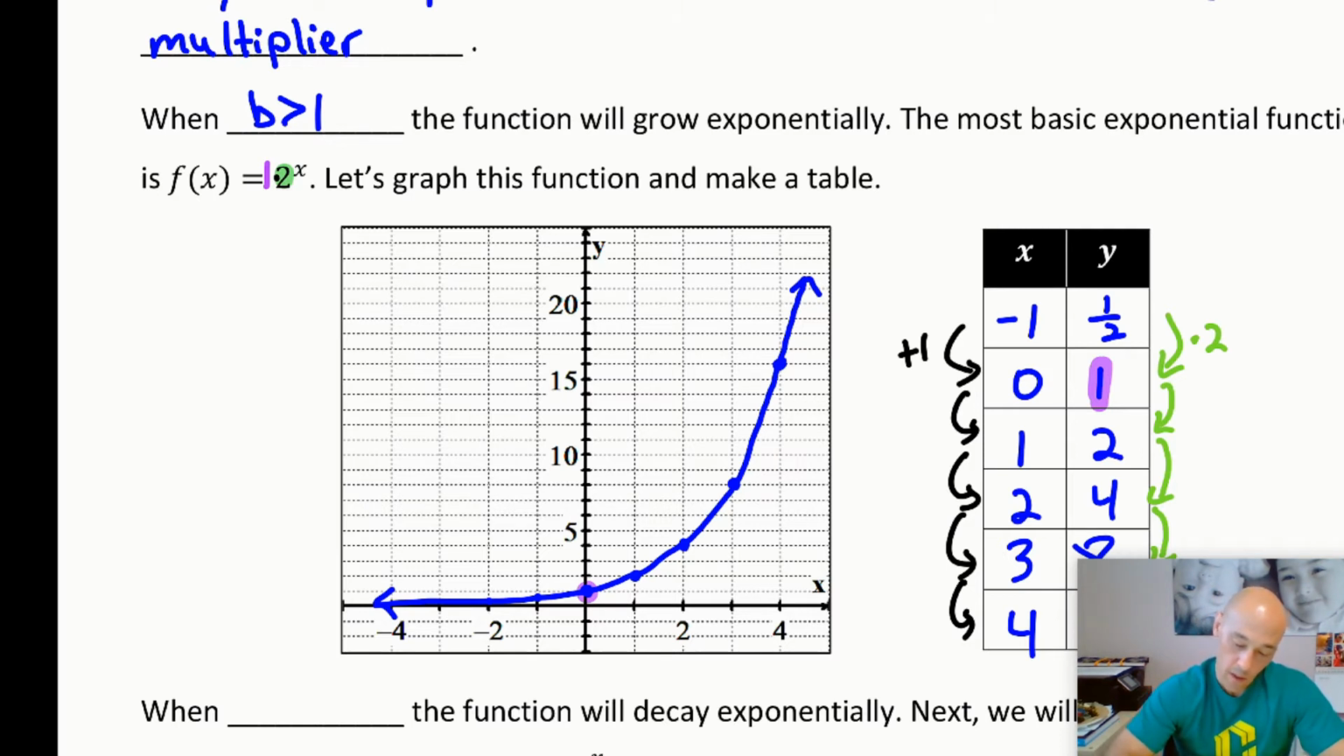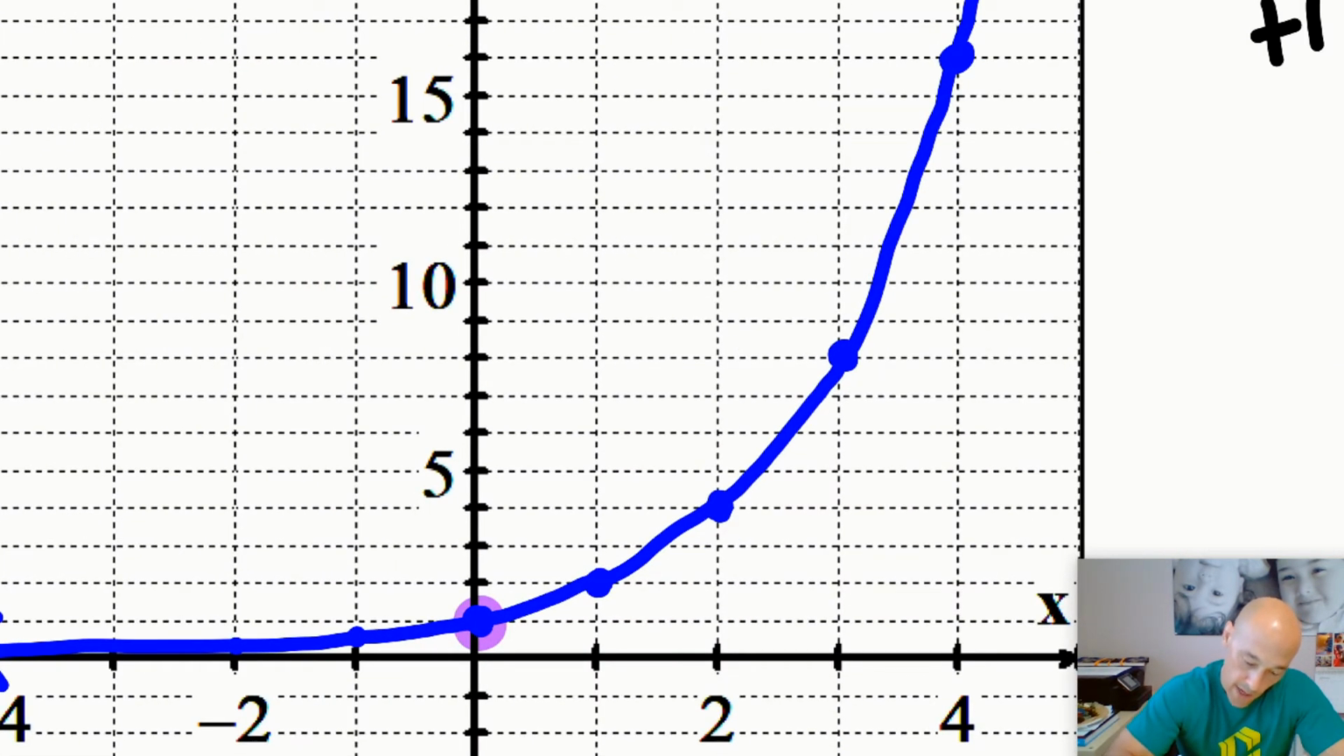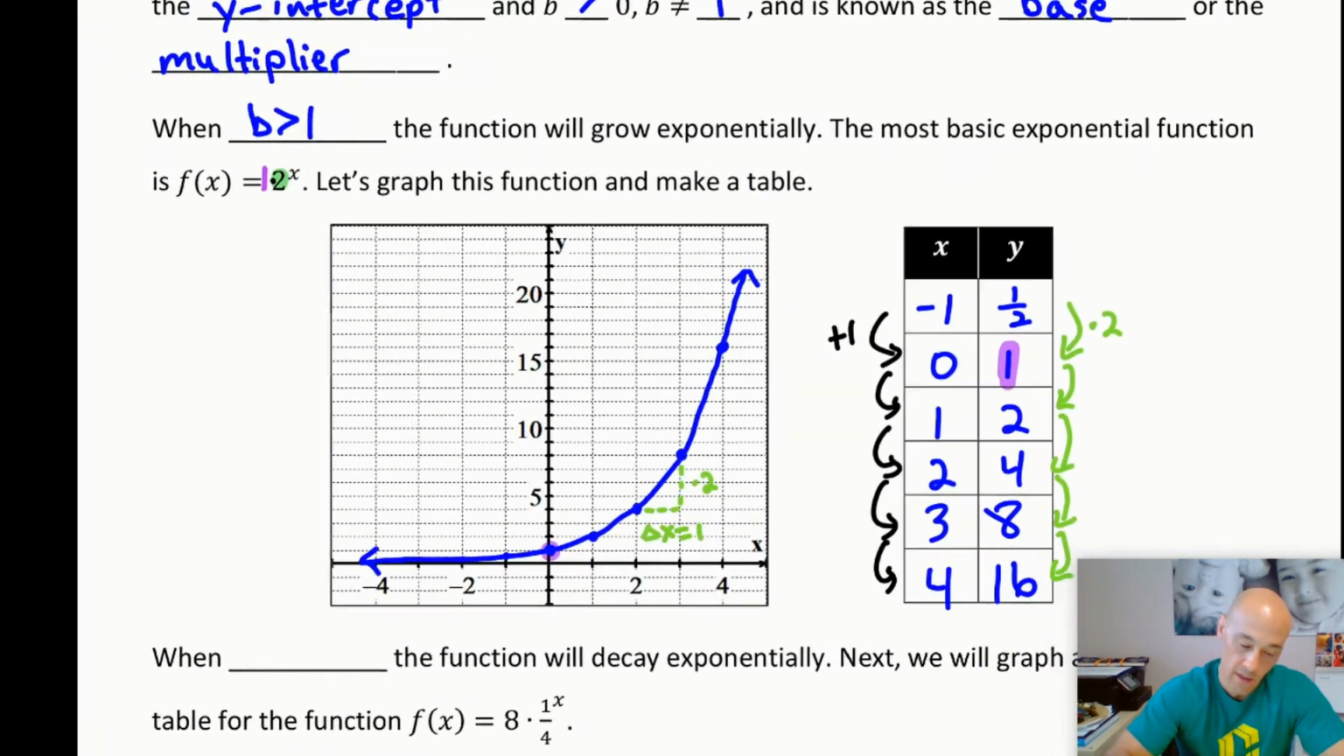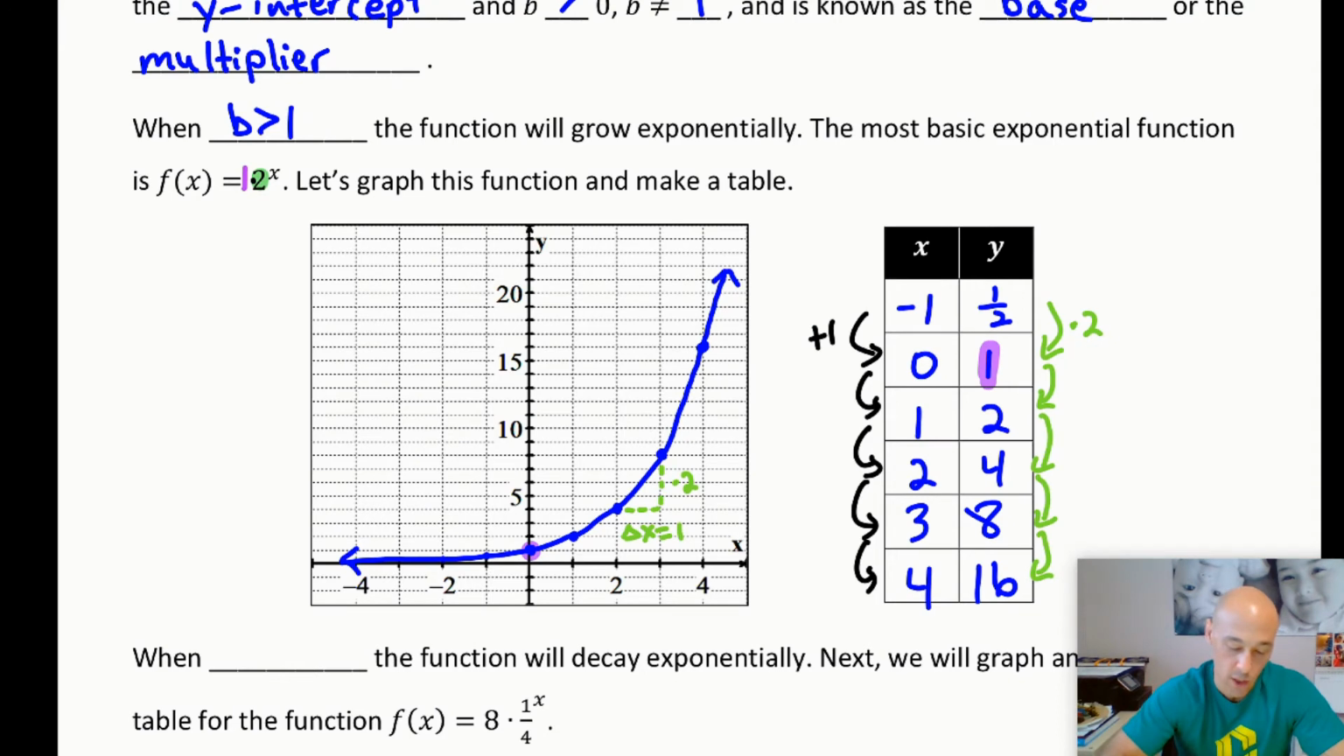Okay, and we can see the multiplier in the graph. As we move 1 unit to the right, when our delta x equals 1, we multiply our delta y by 2, as we had talked about before. So you can see the parts of the equation show up in the graph and in the table.